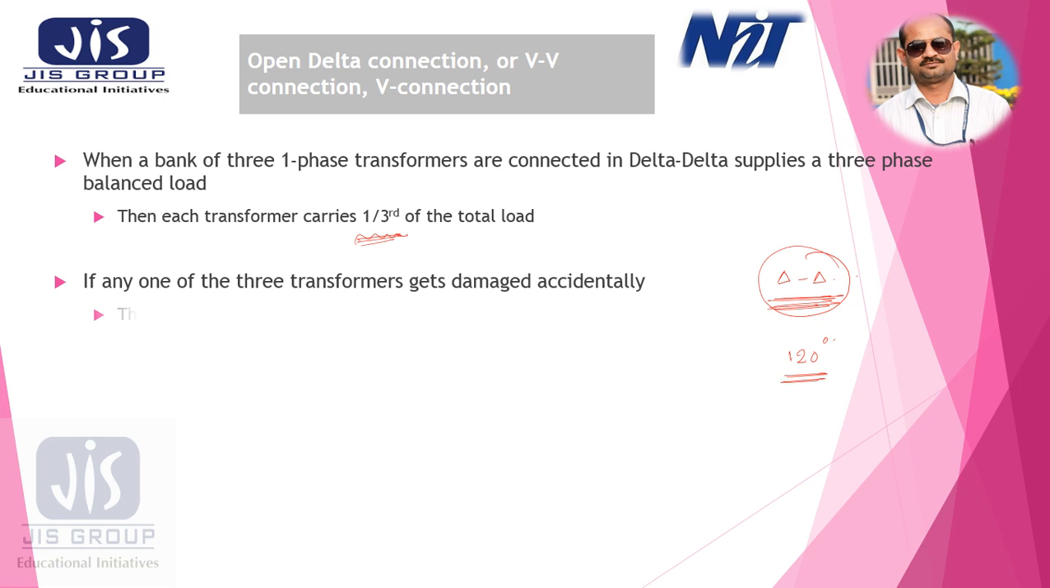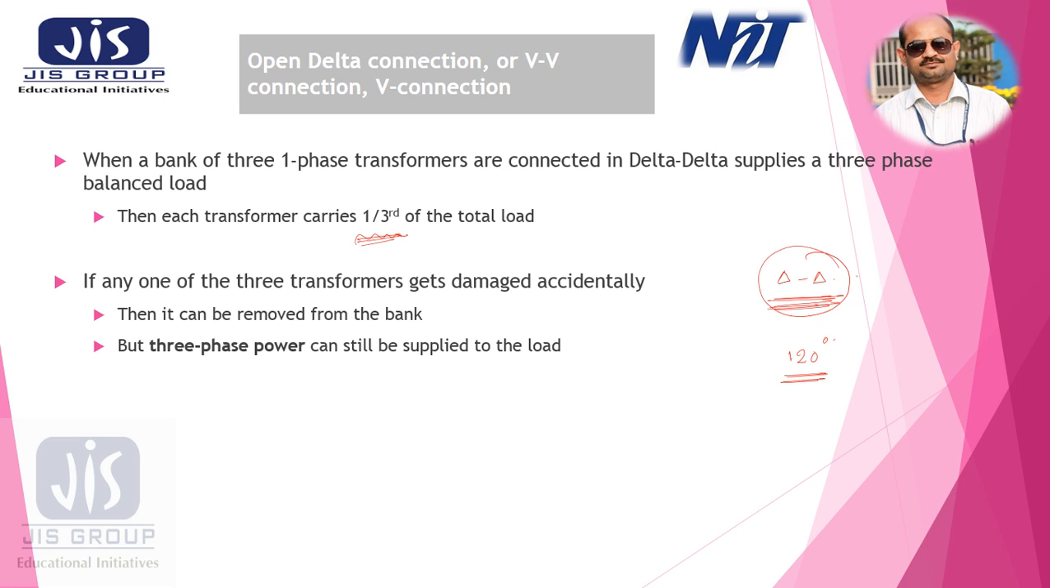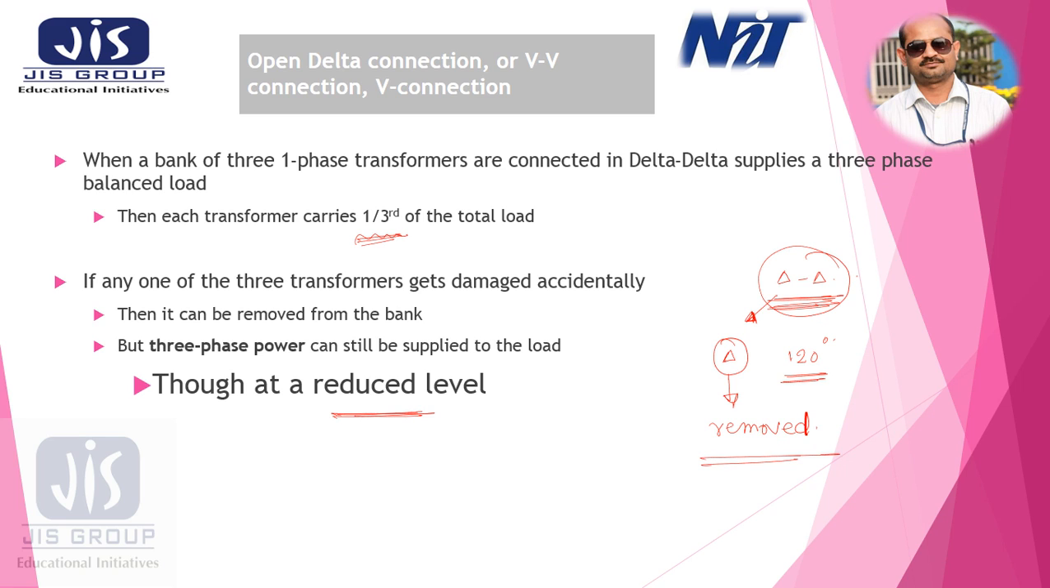So still it will supply the load, but the level will be reduced. So for accidental damage or for scheduled maintenance, if from this delta-delta connected three phase bank one transformer is removed, then it will supply the load but at a reduced level.